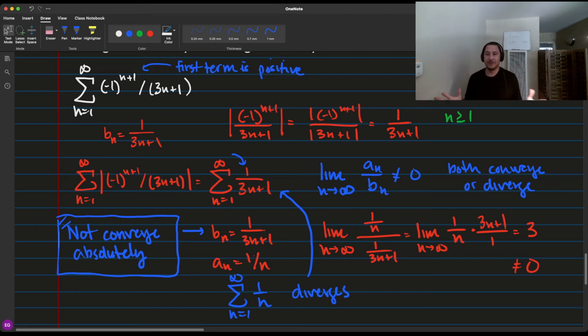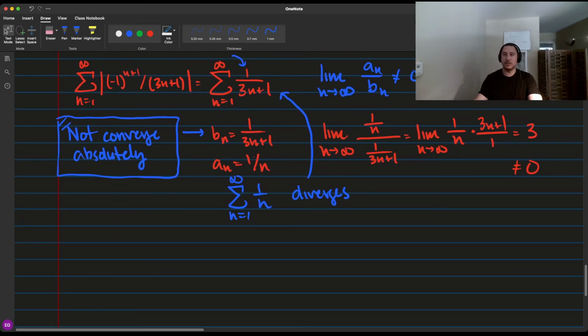So I'm going to pause for a moment, because this is important. We don't know if it converges conditionally or converges at all yet. We are just able to say that it does not converge absolutely, because we looked at whether the sum of the absolute values of the terms converged or not. It doesn't, so it does not converge absolutely. Now we have to look to see if it conditionally converges or possibly diverges. So let's do that.